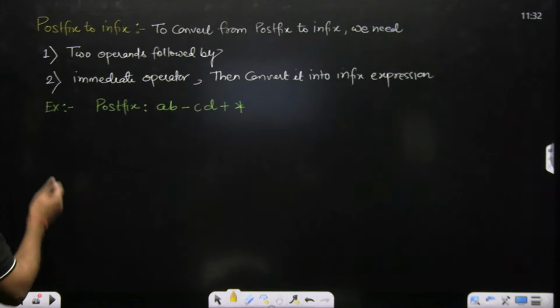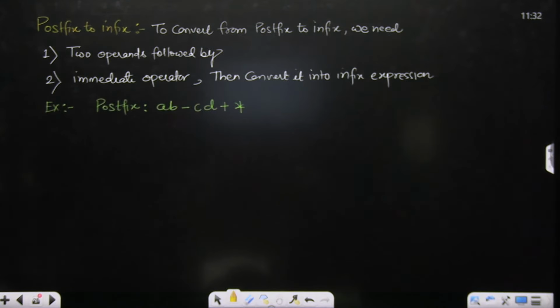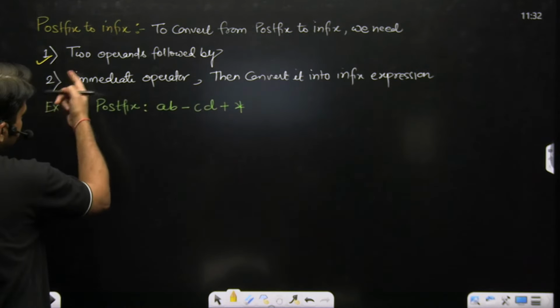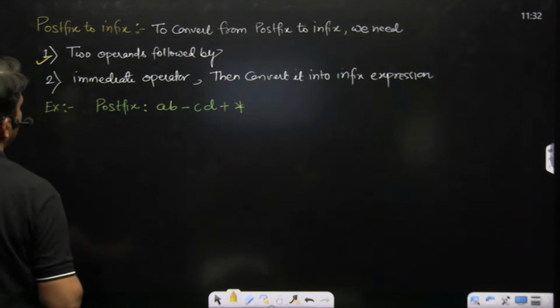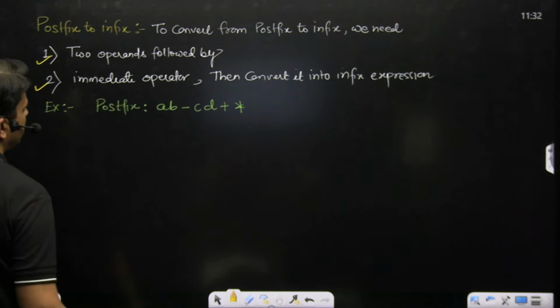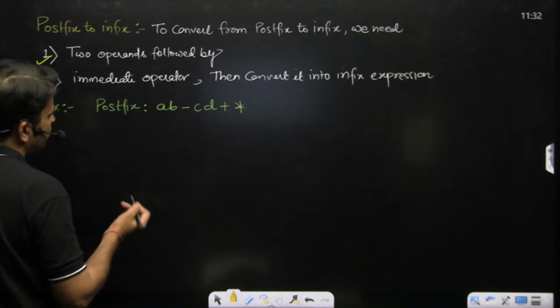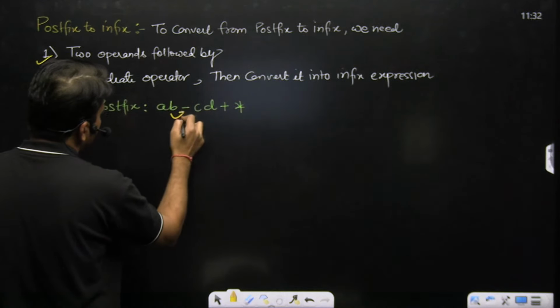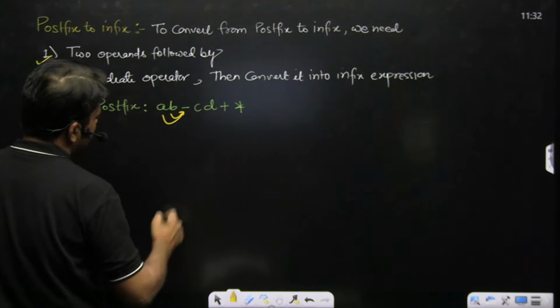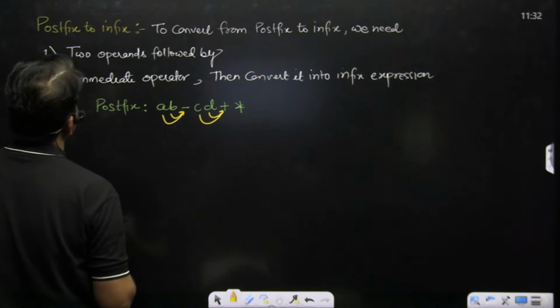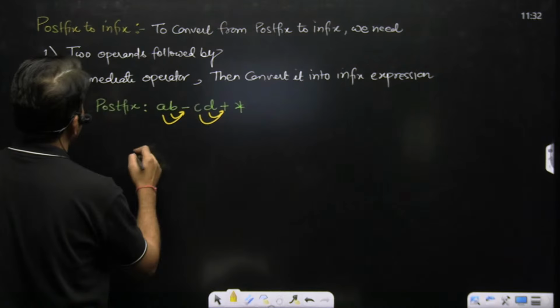Now next is postfix to infix or postfix to prefix. Reverse, students. To convert from postfix to infix, we need what? Now we need two operands. First we need two operands followed by the immediate operator. Then convert into infix as well as into prefix form. So now we check two operands and then the operator. Convert into prefix or infix.